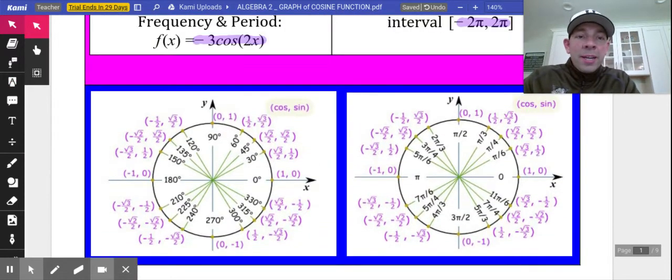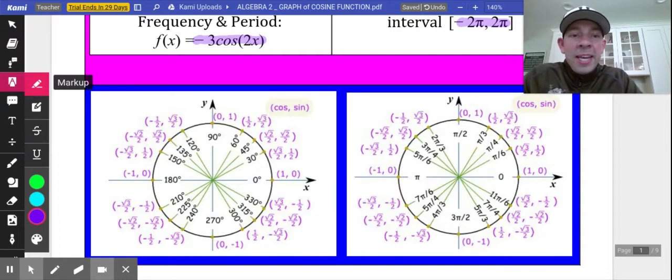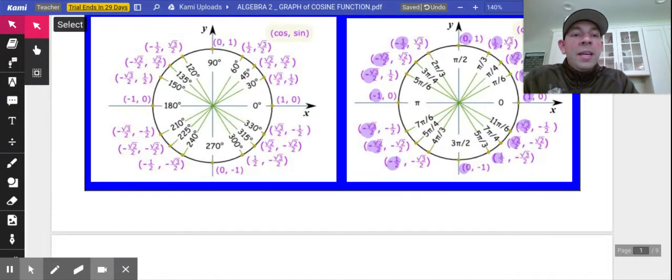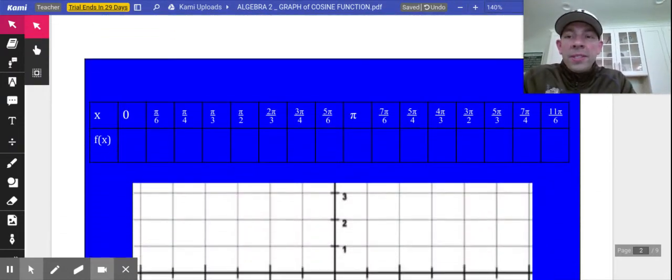Again, we're going to rely on our unit circle to get the party started. Today, it's all about the x coordinates. So we're going to take these x coordinates and just transfer them over to our table of values. It's just a little different way of reorganizing this information so we don't have any extraneous numbers in front of us.